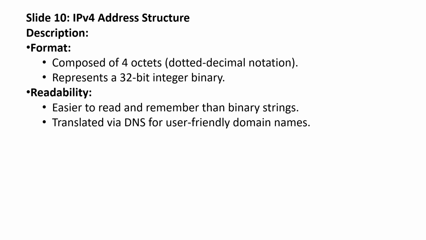IPv4 address structure. IPv4 consists of 4 octets in dotted decimal notation. It represents a 32-bit binary integer. Readability: IPv4 is easier to read and remember than binary strings. It is translated via DNS for user-friendly domain names.